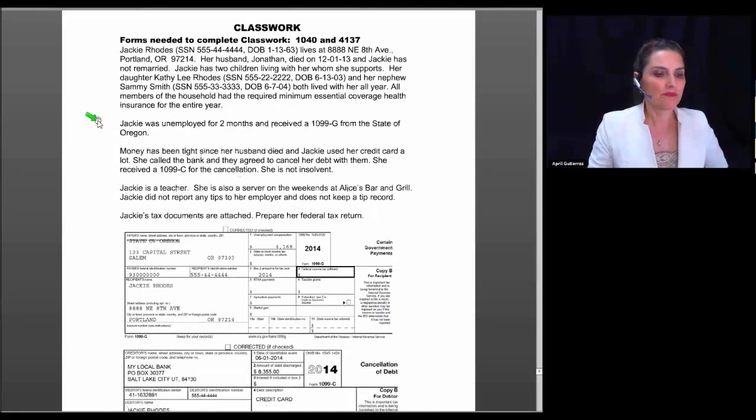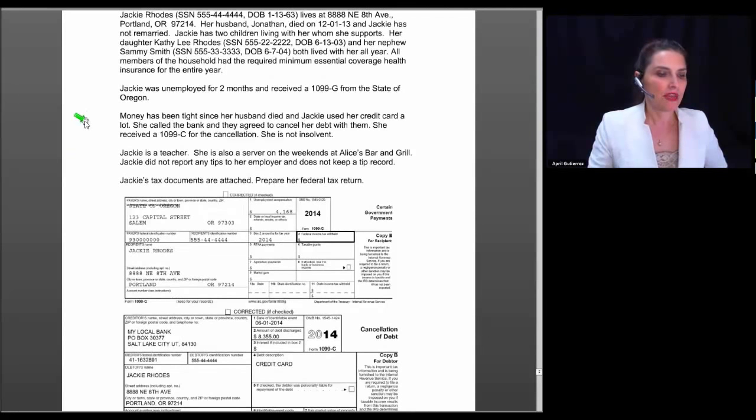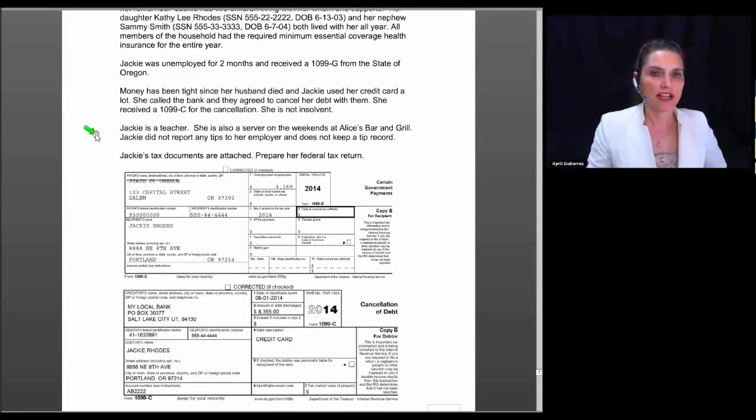And Jackie was unemployed for 2 months and received a 1099-G from the state of Oregon. Money has been tight since her husband died, and Jackie used her credit card a lot. She called the bank, and they agreed to cancel her debt with them. So she received a 1099-C for the cancellation. She is not insolvent. Jackie is a teacher.